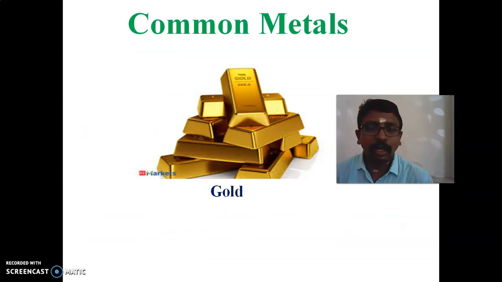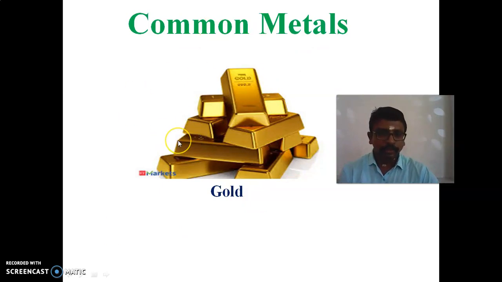Let me show some common metals. You can see here the gold. What is the symbol for gold, children? Au. Gold has a lustrous property and is very hard. Gold can be used in various ornaments, jewels. Gold has various properties, and mainly it is used for ornaments.